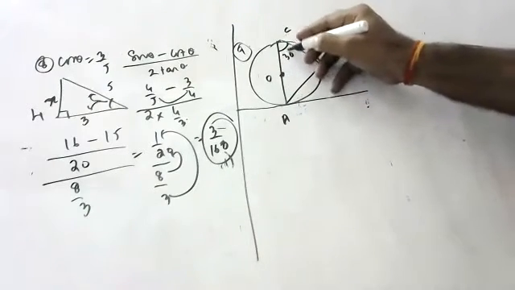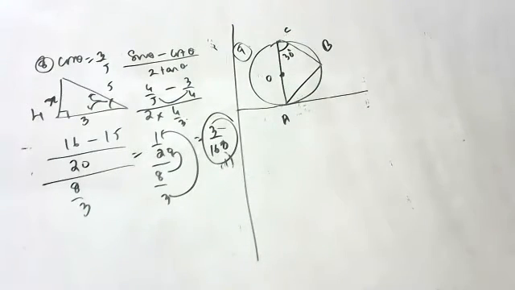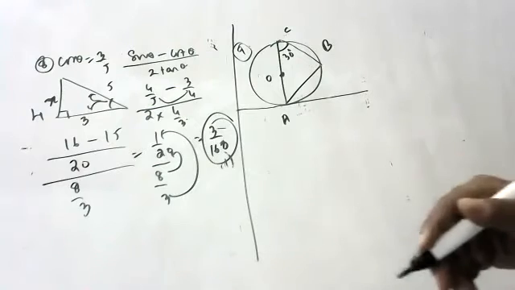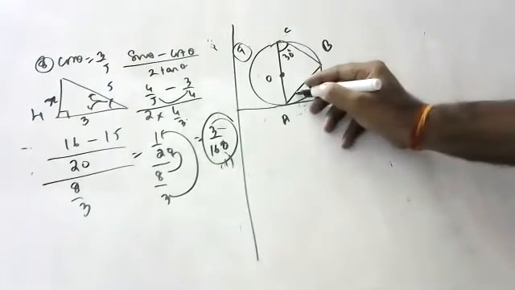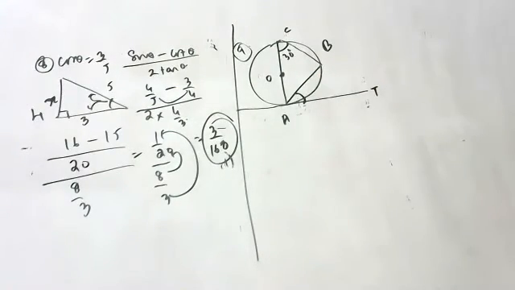This is 30 degrees. Children, they have given 30 degrees. The question is, what is angle BAT? BAT is asking what is the value of this angle, children, this angle.